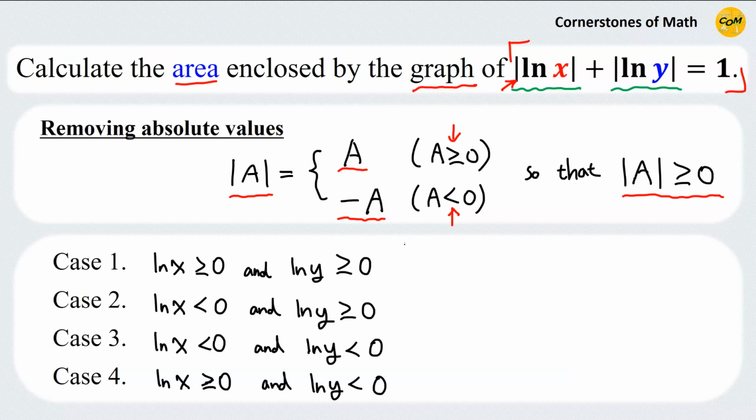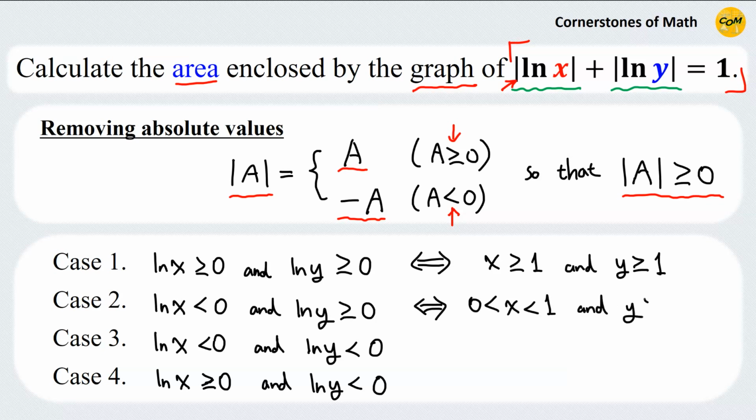And before we handle the equation of the graph, let us express these individual domains in terms of x and y without logarithms. That is, for the first case, this condition is equivalent to x is greater than or equal to 1 and y is greater than or equal to 1. For case 2, we have x is greater than 0 and less than 1 and y is greater than or equal to 1. Here, we need this greater than 0 condition because x and y are both arguments of logarithms.